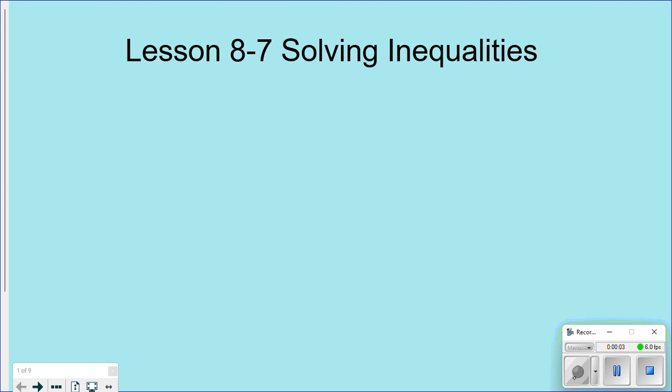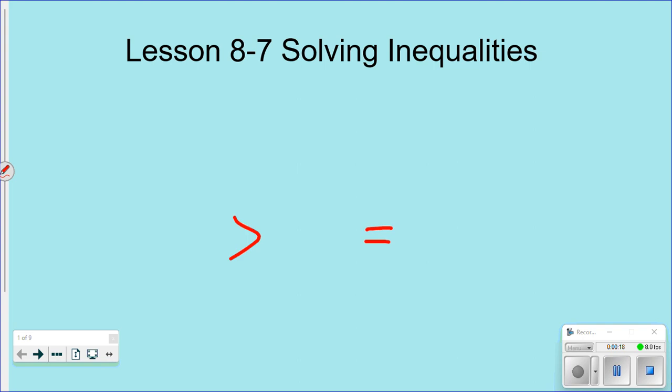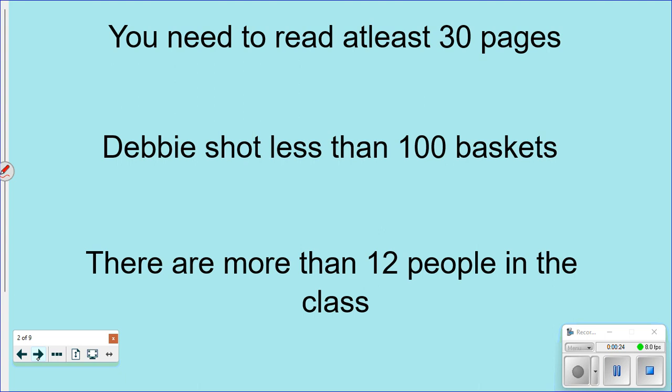Today's lesson is 8-7, solving inequalities. The good news is if you can solve an equation, you can solve an inequality. It's not much different. The only difference is the sign inside. So inequalities will have a sign like this, equations have a sign like this, but they are solved the exact same way. Now before we start, let's just go back and remember how we did this again.